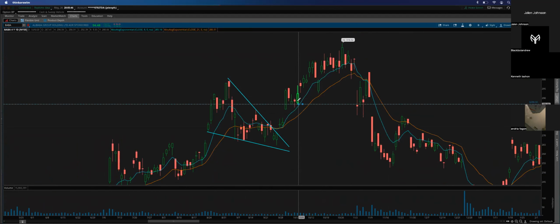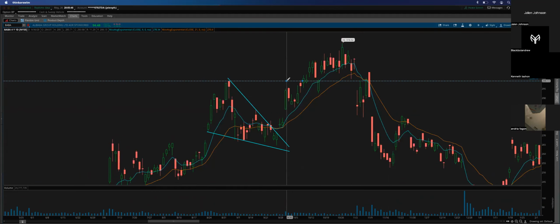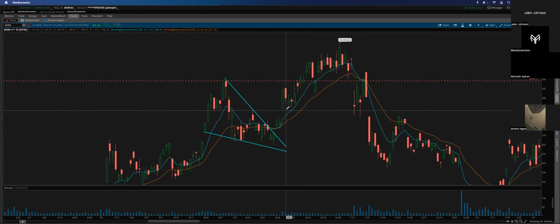For people that sleep on the daily, remember we used that high as a target. As you can see, it was like a magnet. It ran up, held the 9 EMA, boom, hit that target. It went from about 241 to 271. This was a $30 move on Baba.